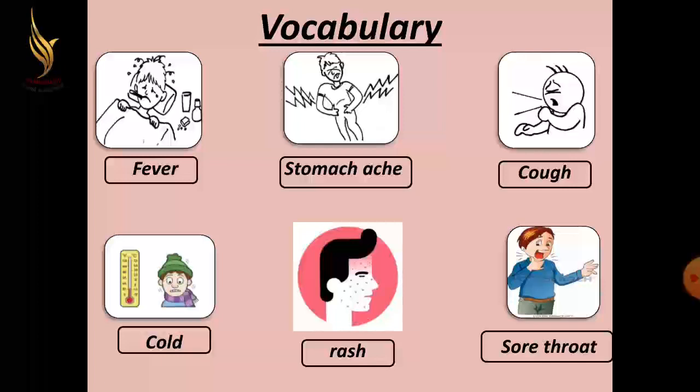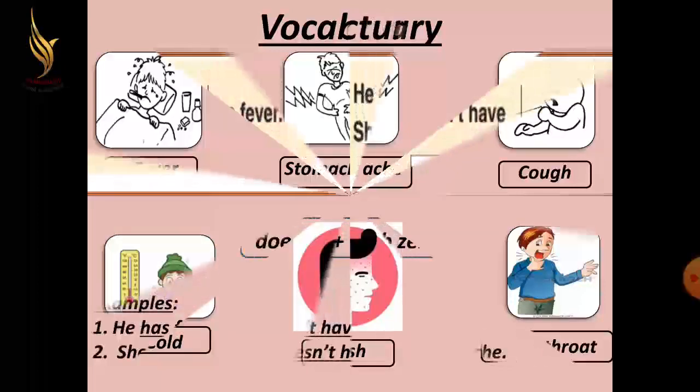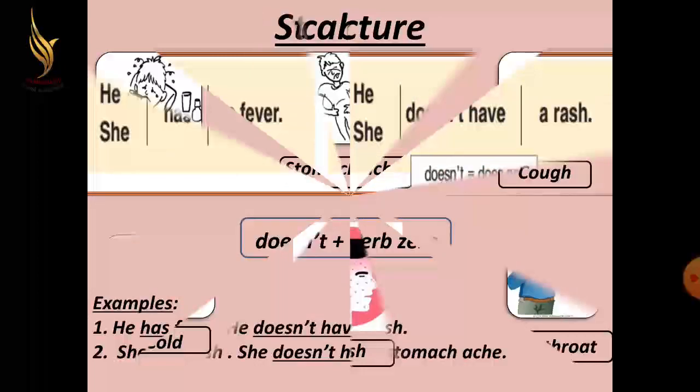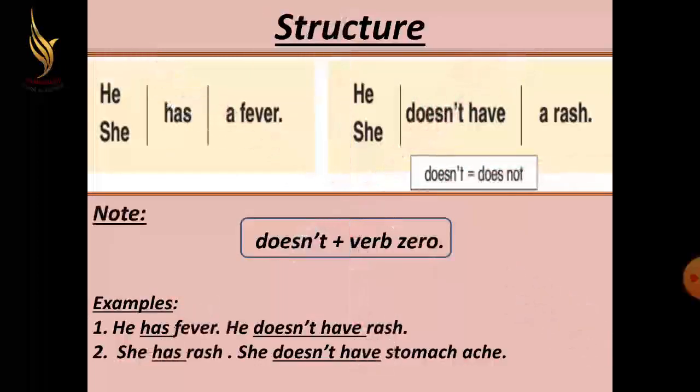Now let's move to the structure. I can say he has a fever or she has a fever. The verb in this sentence is has. The pronouns before has are he, she, it, and a singular noun. The negative case of has: he doesn't have a rash or she doesn't have a rash. Notice that the negative form of has is doesn't have.